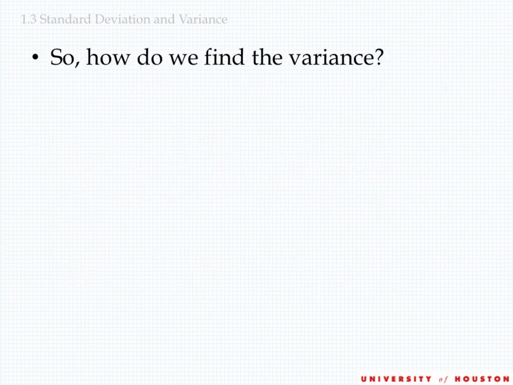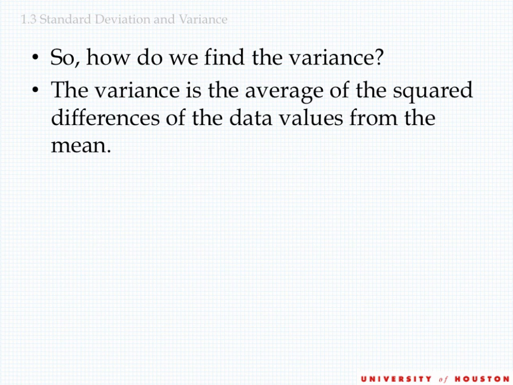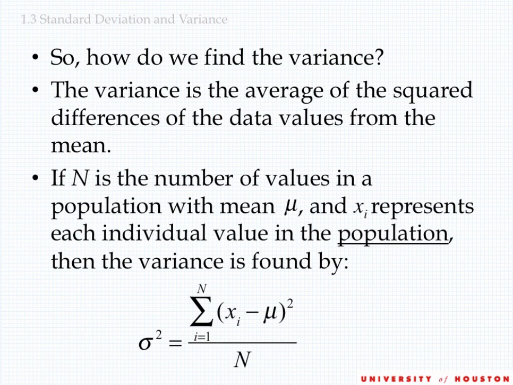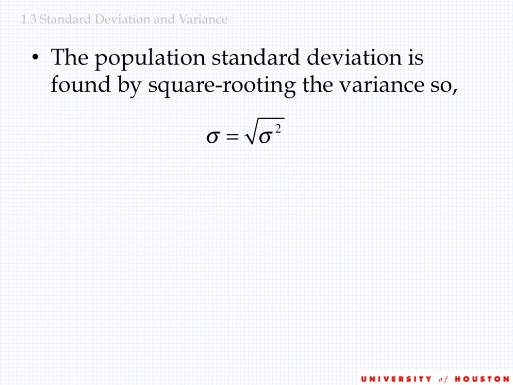So how do we find the variance? The variance is the average of the squared differences of the data values from the mean. If capital N represents the number of values in a population with mean mu, and x sub i represents each individual value in the population, then the variance is found by the following formula. The population standard deviation is found by square rooting the variance.